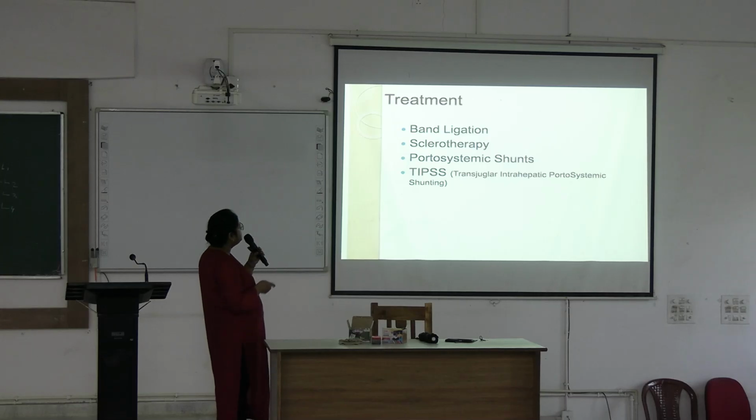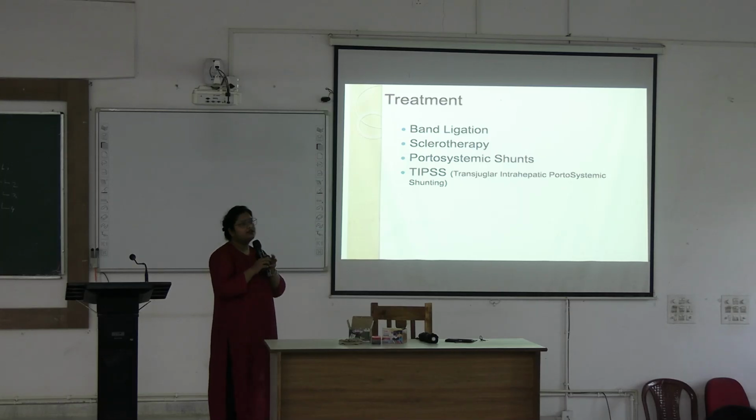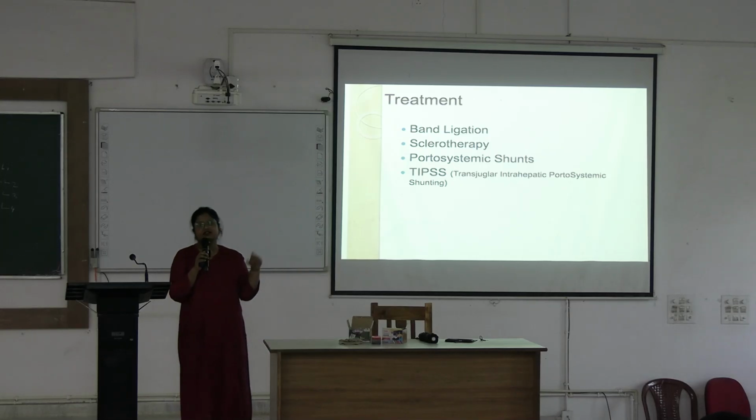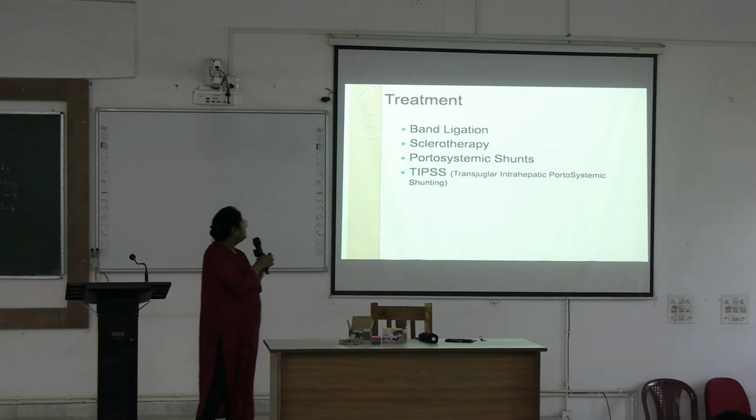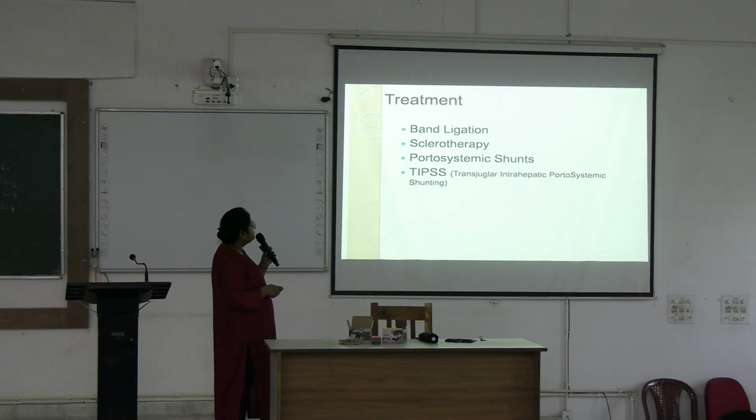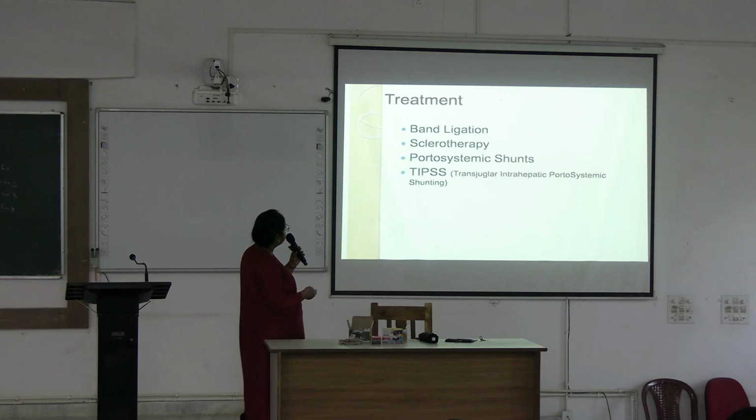Next are portosystemic shunts. You create artificial shunts between the portal venous system and the systemic veins. Another is TIPS, transjugular intrahepatic portosystemic shunting. Through the jugular vein you pass a shunting system, and portosystemic shunting is done within the liver.